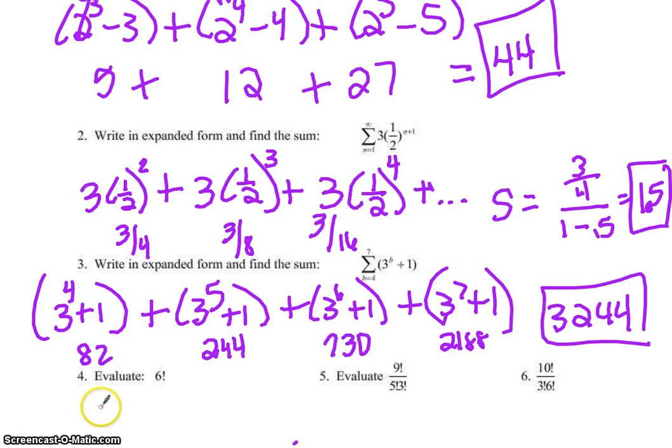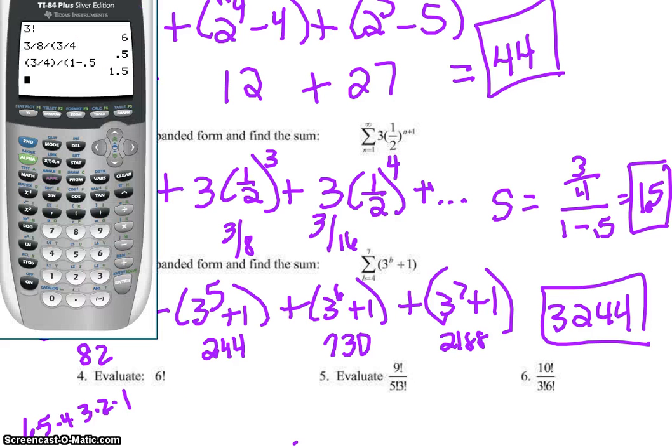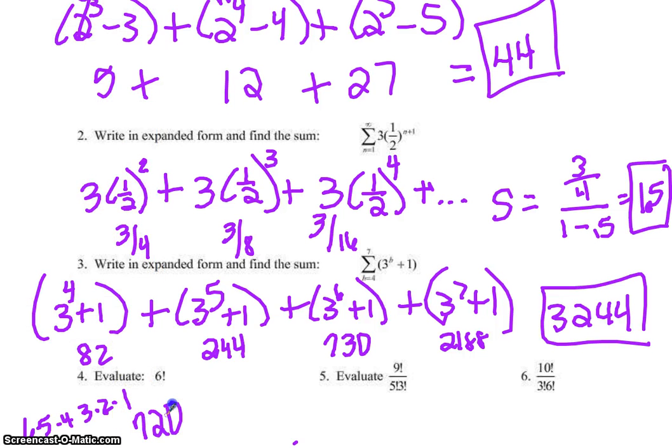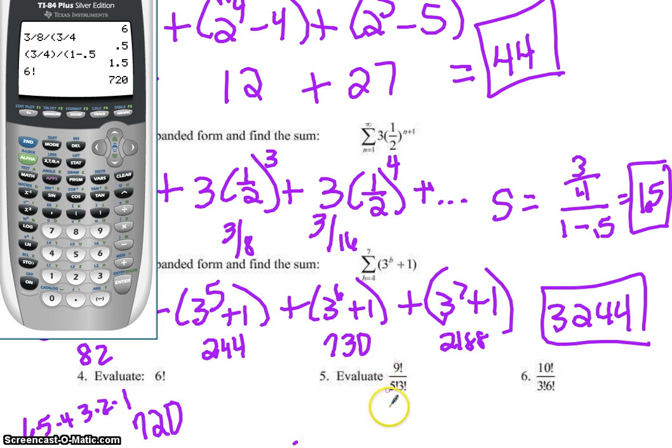So then when we get down to number 4, super easy. 6 factorial means 6 times 5 times 4 times 3 times 2 times 1. If you want to do all that in your head, that's great. Or if you want to go 6, math, probability, 4 to get your exclamation point, enter, the answer is 720. So then if they want 9 factorial over 5 factorial times 3 factorial, do 9, math, probability, 4, divided by, go ahead and open parentheses so it does everything on the bottom first, and do your 5 factorial and then your 3 factorial. Close your parentheses and enter, and you get 504.